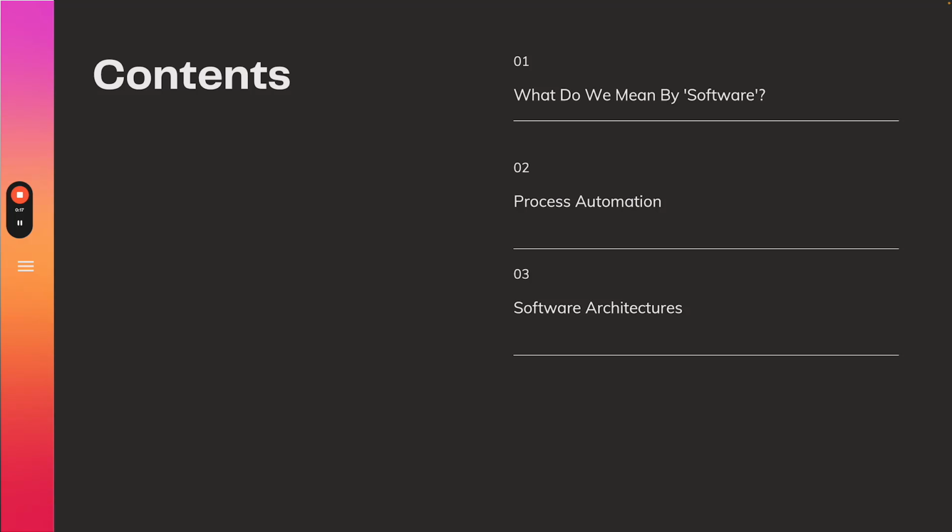Second, we're going to look at the key benefit of software and why software really came about, and that is process automation, simply put. We'll look a little bit more into that.